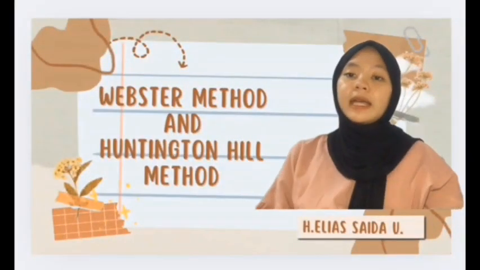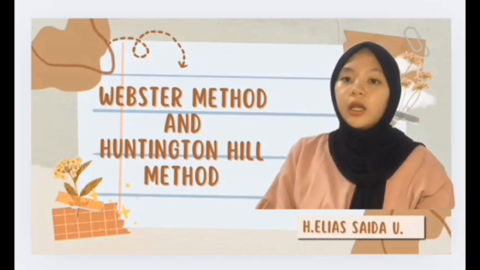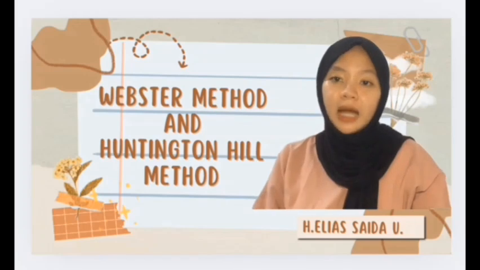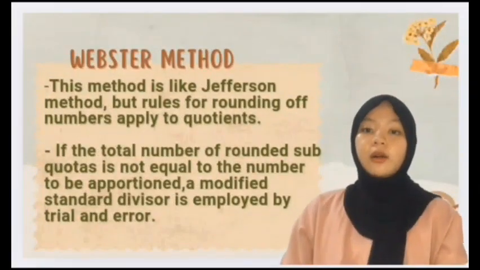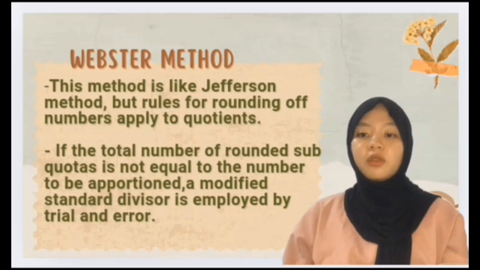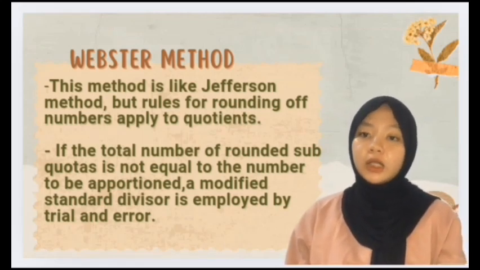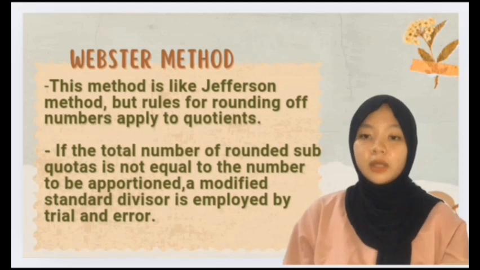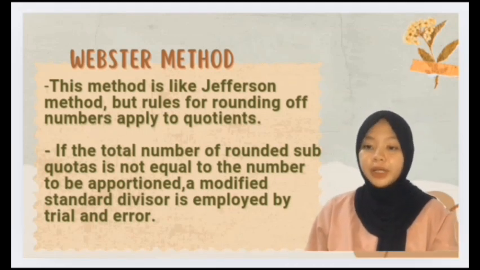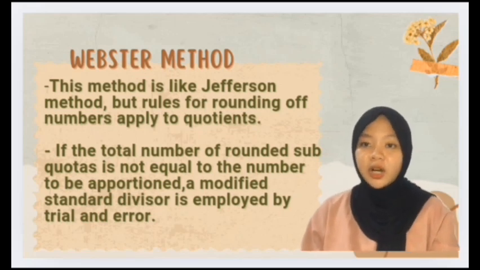Okay, so my assigned topic is about Webster method and Hunting Hill method. So ang pag-aaralan natin ngayon is about Webster method at saka Hunting Hill method. Okay, so Webster method. This method is like Jefferson's method, but rules of rounding of numbers apply to quotients. And if the total number of rounds is not equal to the number to be apportioned, a modified standard divisor is employed by trial and error.